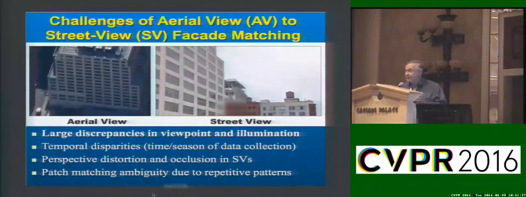The current work is much more challenging because of large differences in viewing direction between the aerial and ground level views. The images are taken by different cameras at different times of day, perhaps months or years apart. Street views suffer from partial occlusions such as light poles, street signs, or tree foliage. And finally, the repetition of windows and other architectural features on the facade leads to ambiguity in local feature matching approaches.